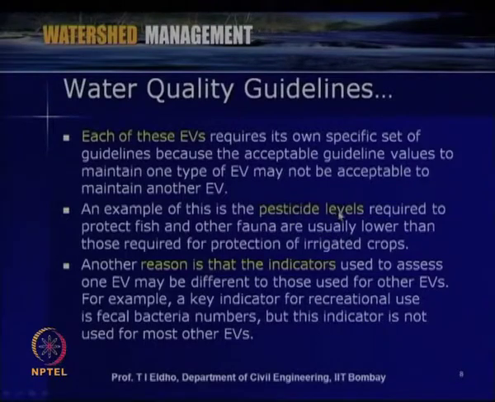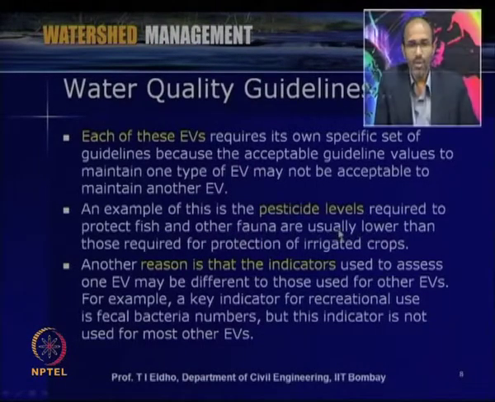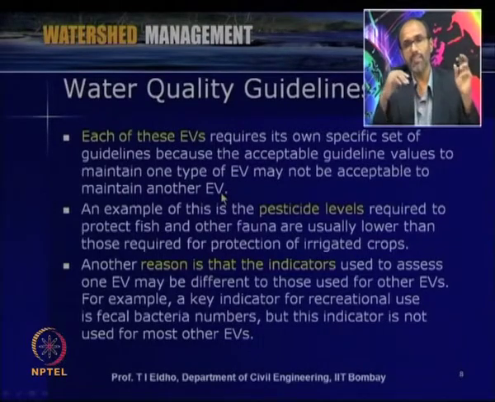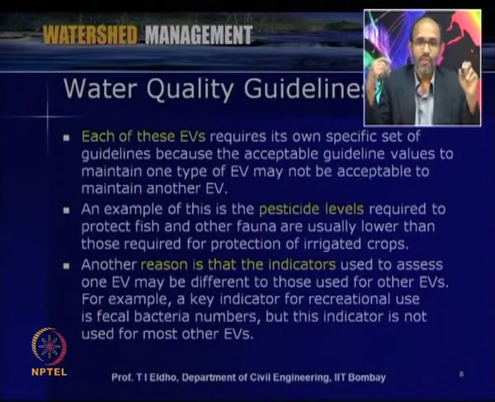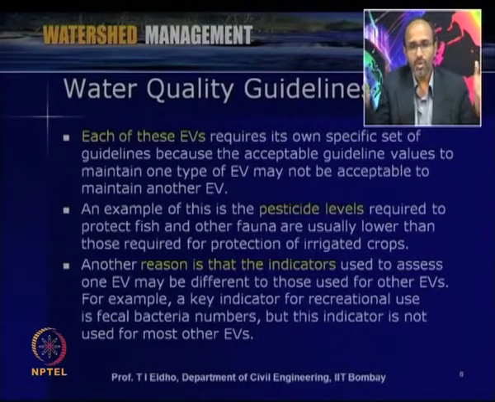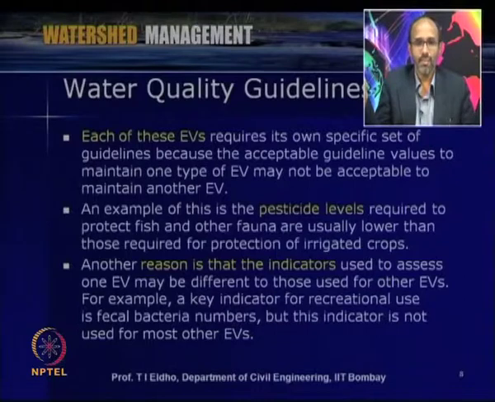if you consider pesticide levels in an aquatic system, the pesticide levels required to protect fish and other fauna are usually lower than those required for protection of irrigated crops. Say the pesticides which we are putting to protect the crops itself. For that, the limits for the crops or for irrigation will be different from what we consider for pesticide levels when we deal with fish habitats or other flora and fauna concerns.